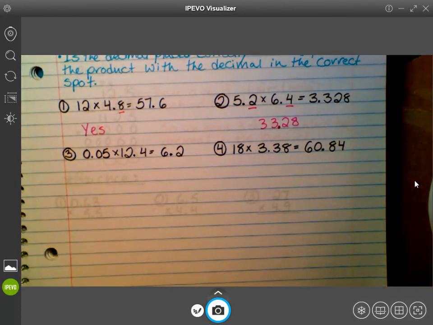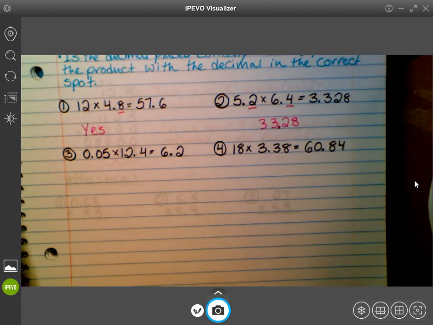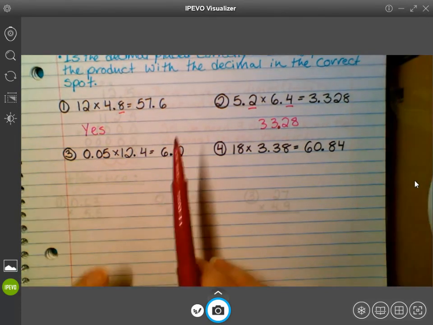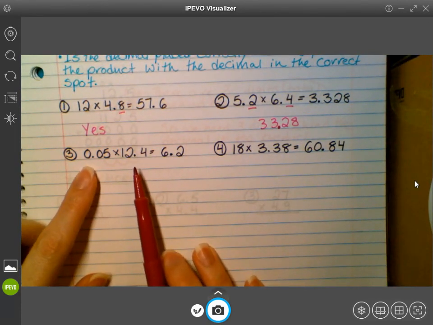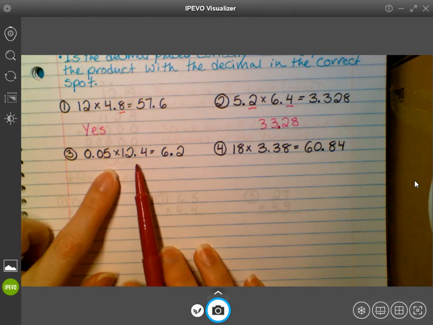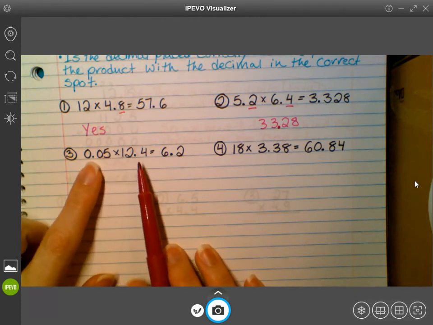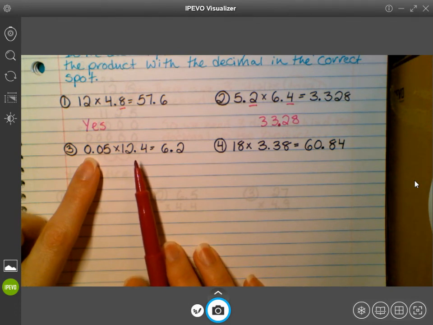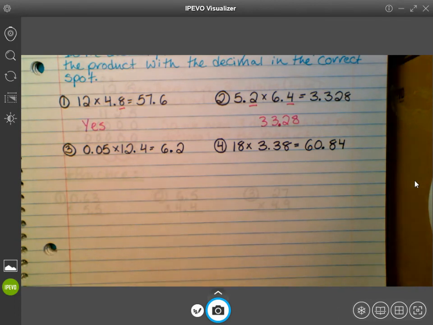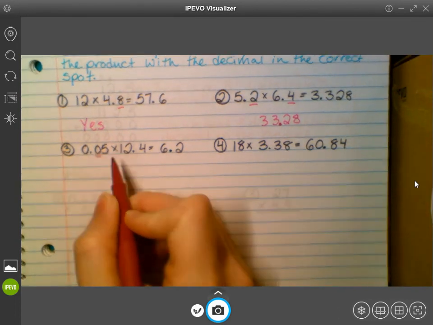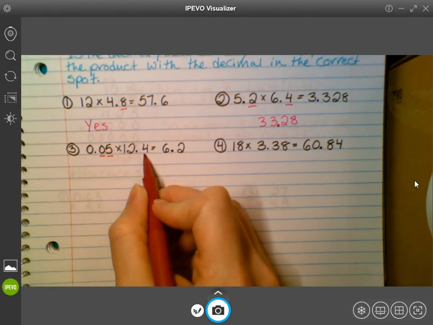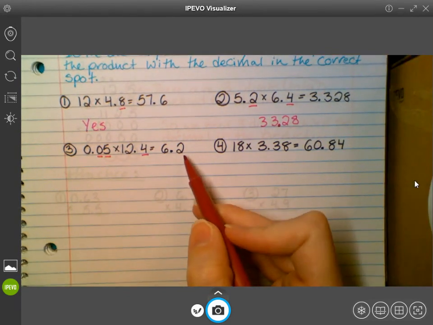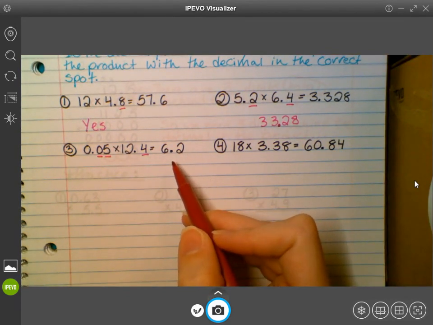Now let's look at number 3, and this one was a little trickier. Let's look at the 2 numbers I'm multiplying in number 3. How many digits are to the right of a decimal in the 2 numbers I'm multiplying? Show me on your hand. There are 3. I have this 0, this 5, and this 4. So that's 3. Is our decimal in 3 spaces here?